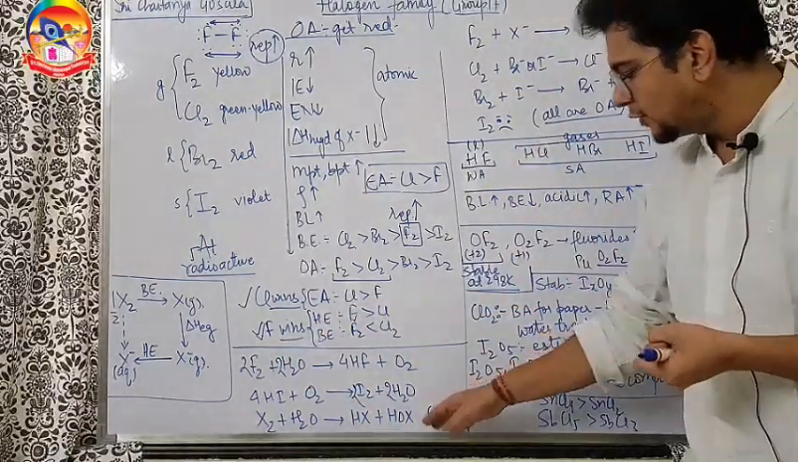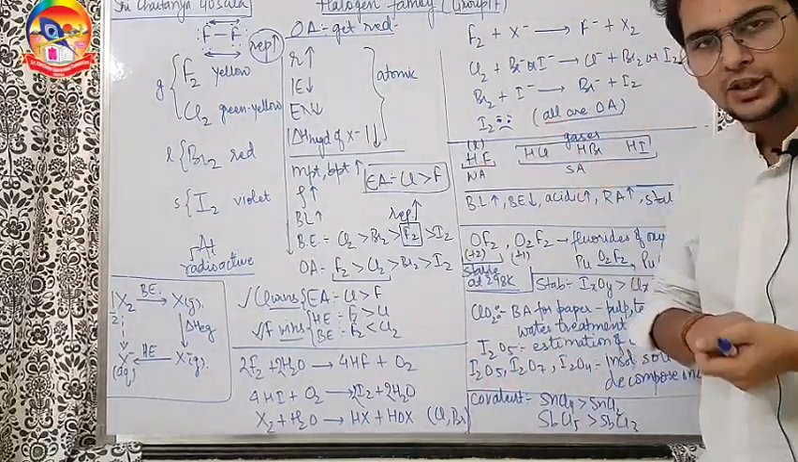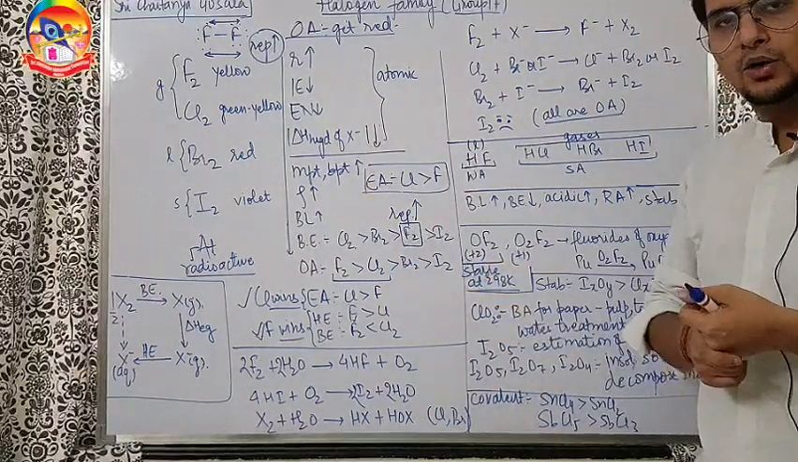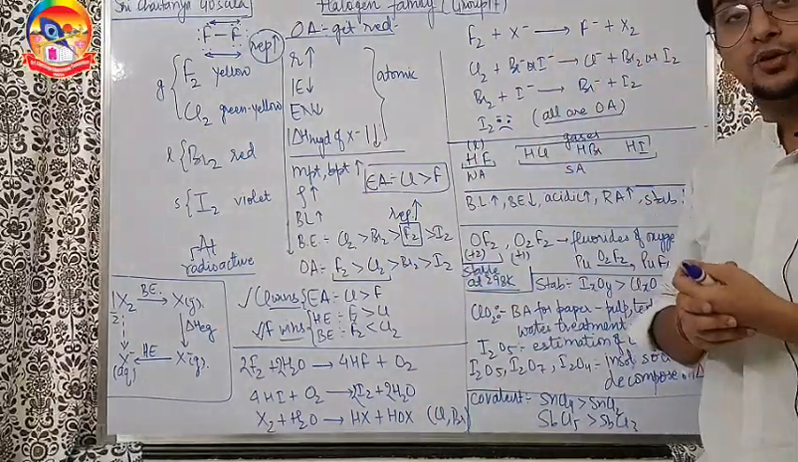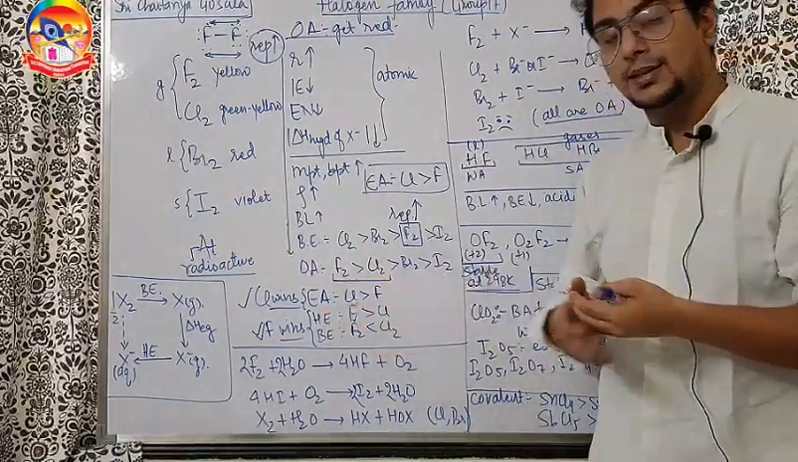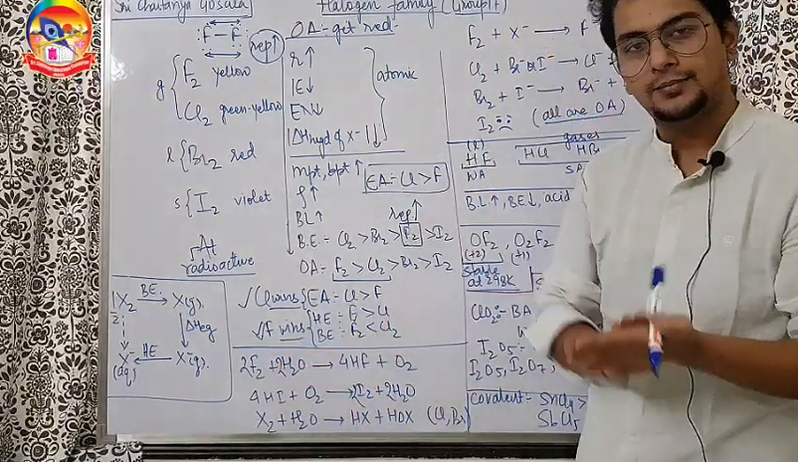What about the reaction of chlorine and bromine with water? I'll explain this when the NaOH reactions come. So right now, these two are important for you: fluorine is such a better oxidizing agent that it releases oxygen from water, it oxidizes water also. Iodine, on the other hand, cannot do this. Rather, oxygen can oxidize I minus to iodine.